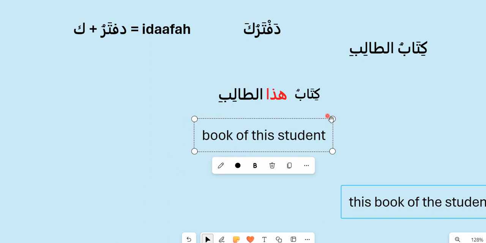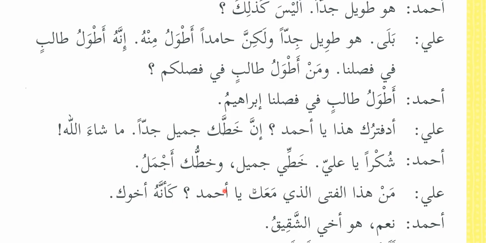A daftaruka hadha, that means, is this your notebook? O Ahmad, inna khattaka jamilun jiddan masha'Allah. Ahmad says, shukran, thank you. Ya Ali, khatti. Now, khat is the noun and it's added with the damir ya mutakallim, so it means my handwriting. Jamilun means my handwriting is beautiful. Wa khattuka ajmalu means your handwriting is more beautiful than mine.